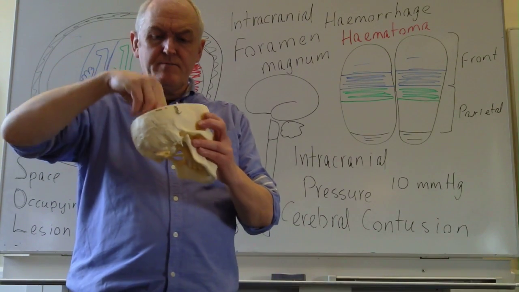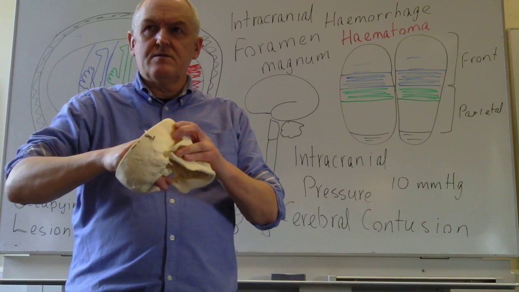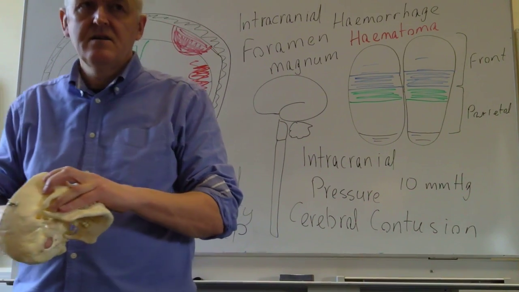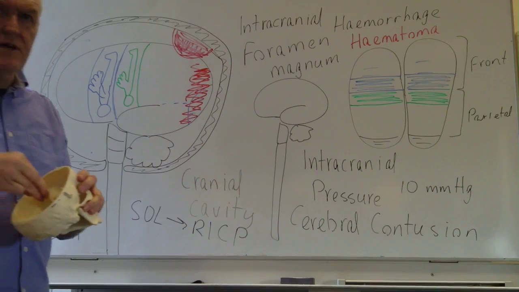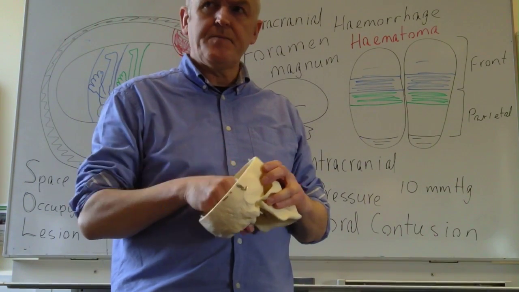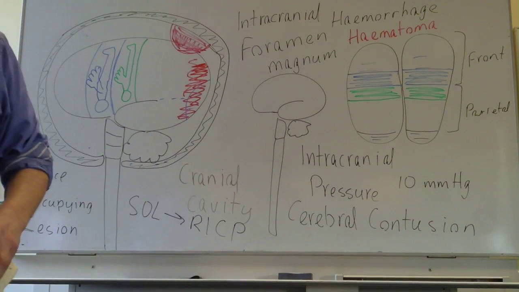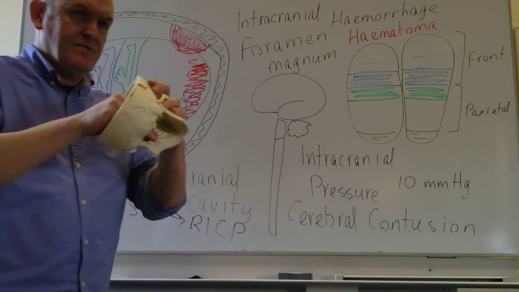How long do you think you'd live if bits of your brain were forced down through there? You'd be dead, so it's instant death, isn't it? Well, you wouldn't be standing around, but if you were, you'd be dead by the time you hit the ground. That would kill you straight away. And that's called coning, is it? Yep, that's called coning, because you get this cone-shaped tissue.